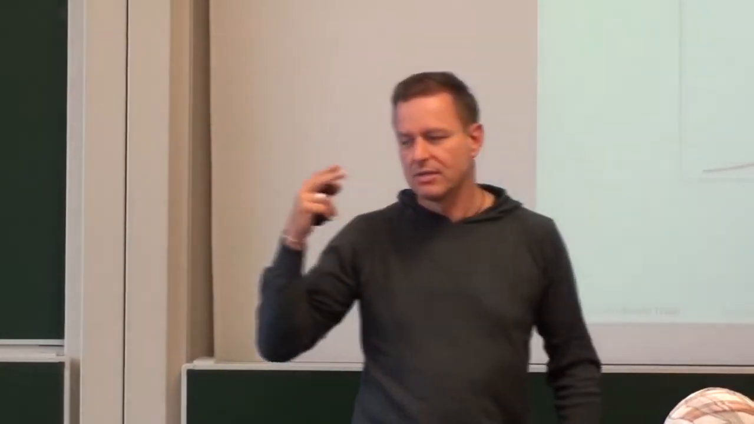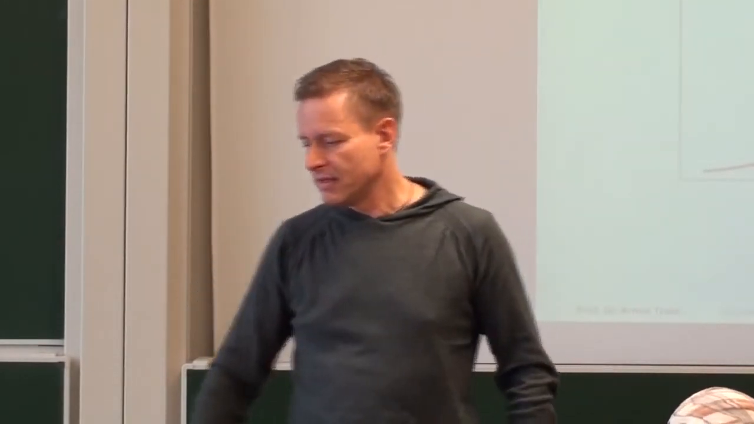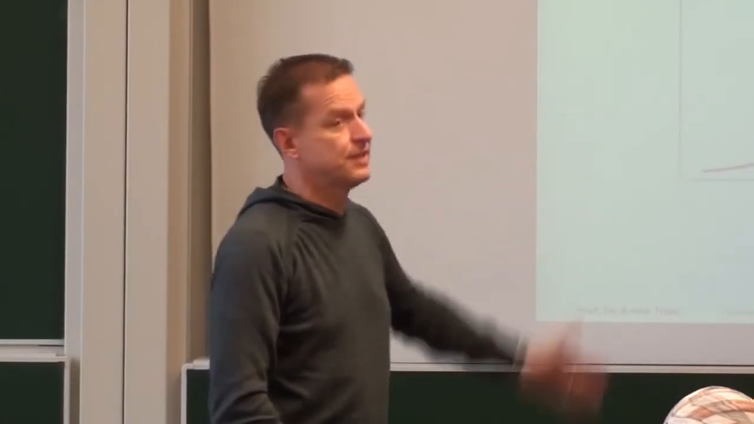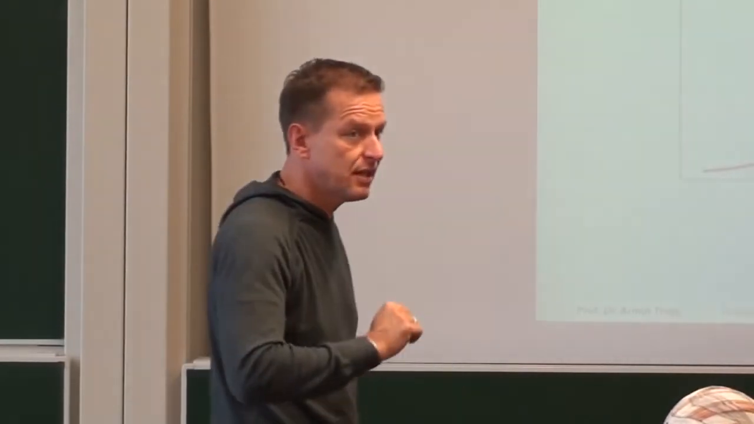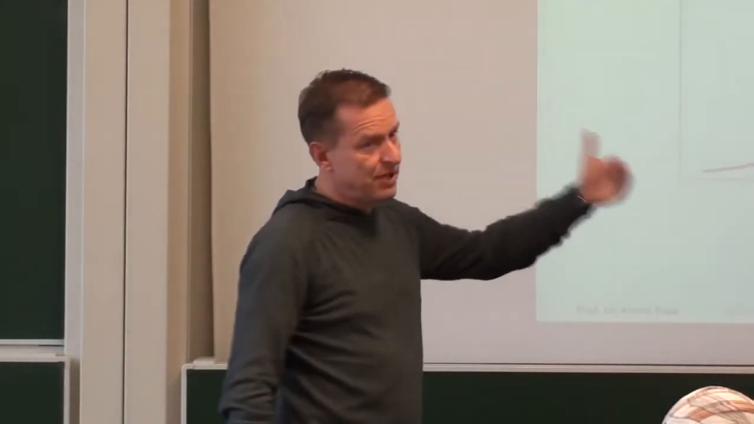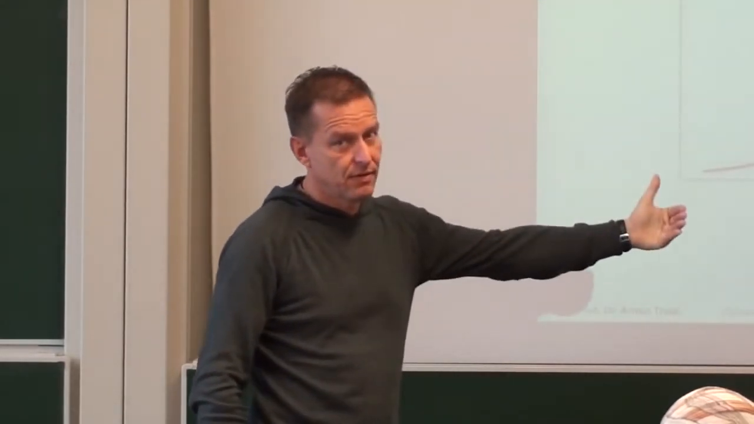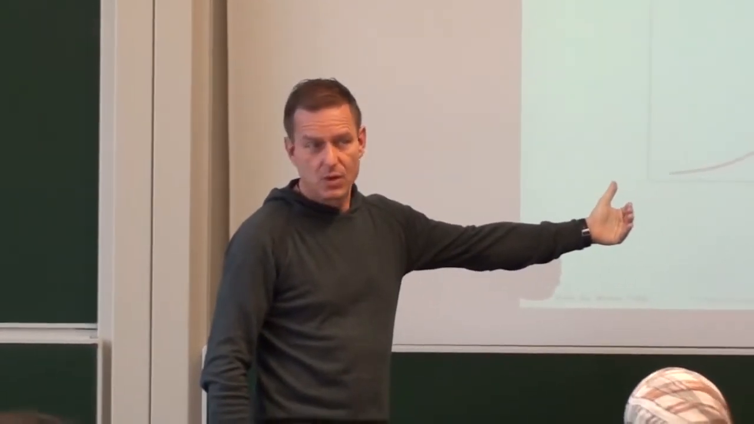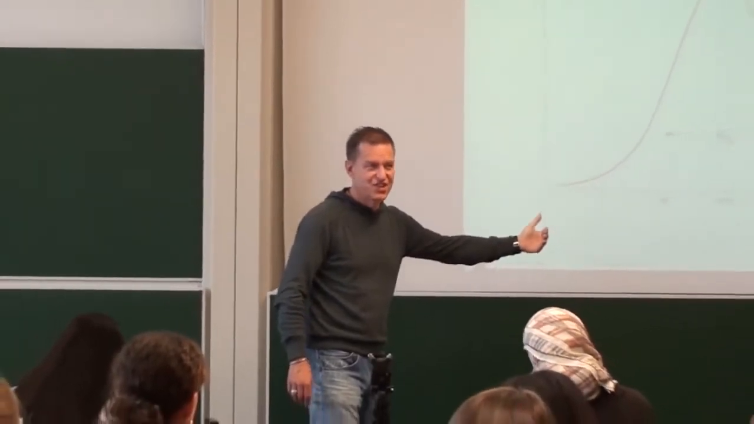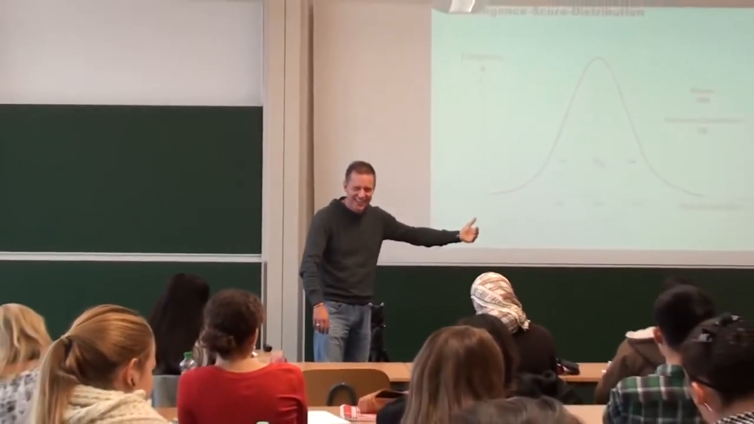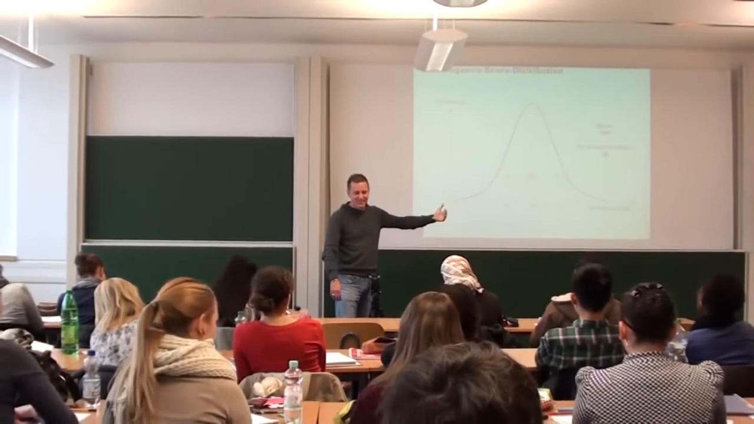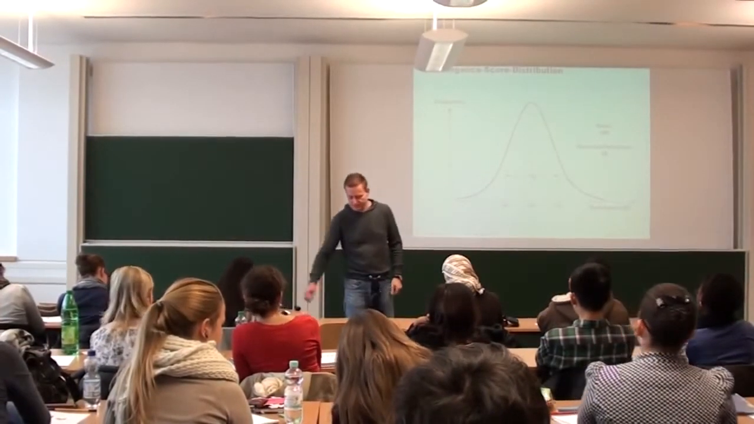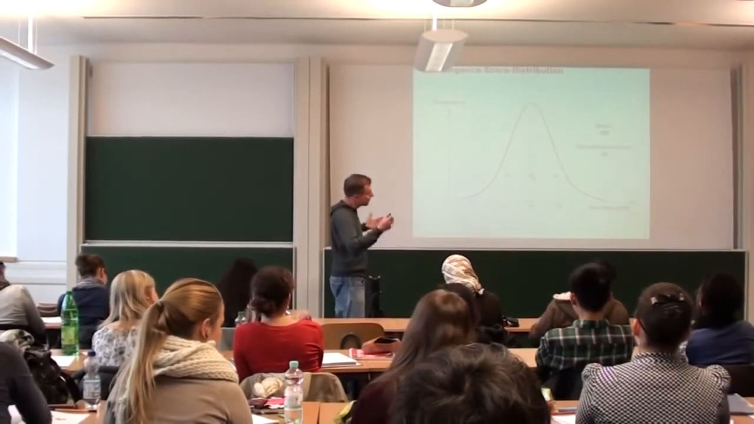So I wanted you really to take home that once you hear that somebody has an intelligence of, let's say, 115, you can easily tell how many people are better than 115? 16-point-something percent. Okay? So, that means 115 is quite good.